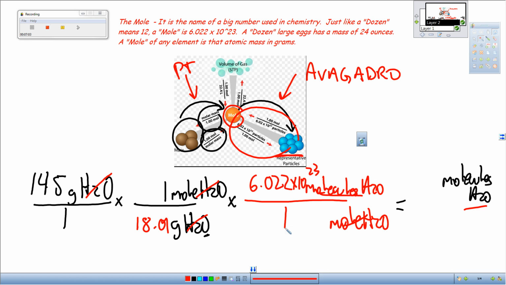Okay, so now I'm going to have to put my pen down, grab my handy-dandy calculator, and do some math. As I do this, I'll be talking to you a bit because one of the things I'm going to mention is scientific notation. So I'm going to say 145 grams divided by 18.01 equals 8.05. I'll use 3 sig figs because 3 sig figs is what I start with in 145.